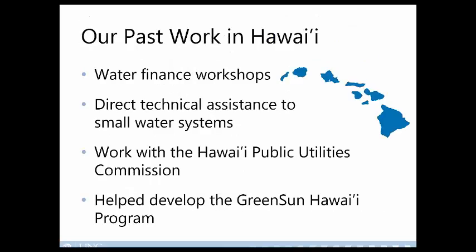And finally, I just wanted to highlight a little bit of our past work in the state of Hawaii. So we have held a number of water finance workshops through the years on Oahu, on Maui, and on the Big Island. We have also provided direct technical assistance to small water systems throughout the state. We have done some work directly with the Hawaii Public Utilities Commission, so we know that some of you listening in today may be privately owned systems that fall under the regulation of the Utilities Commission. We have done some training with them on finance and management topics for small water systems.